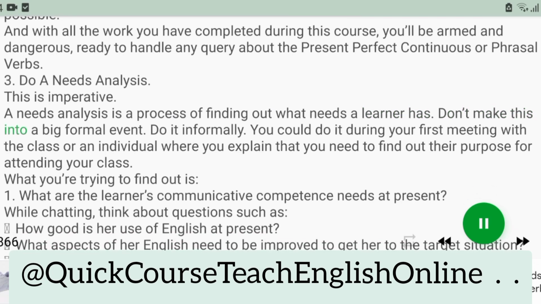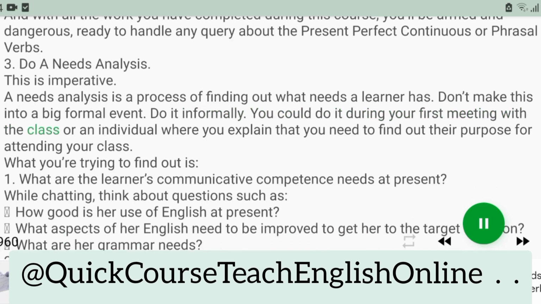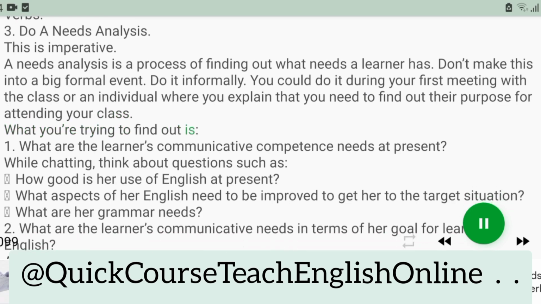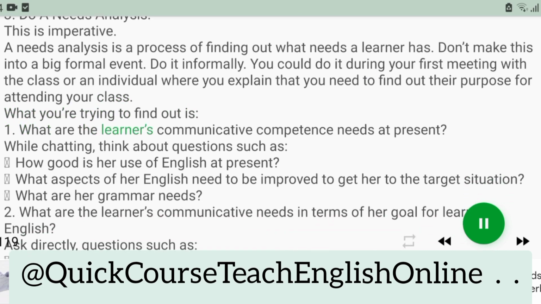Don't make this into a big formal event. Do it informally. You could do it during your first meeting with the class or an individual, where you explain that you need to find out their purpose for attending your class. What you're trying to find out is: 1. What are the learner's communicative competence needs at present?